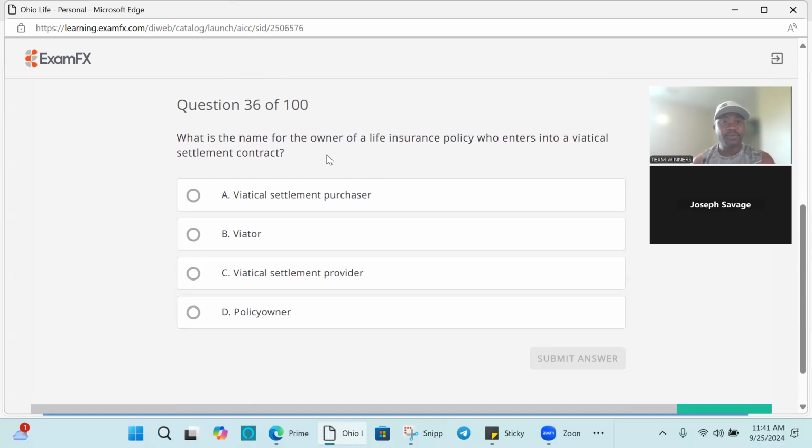What is the name of the owner of a life insurance policy who enters into a viatical settlement contract? Medical settlement purchaser, viator.